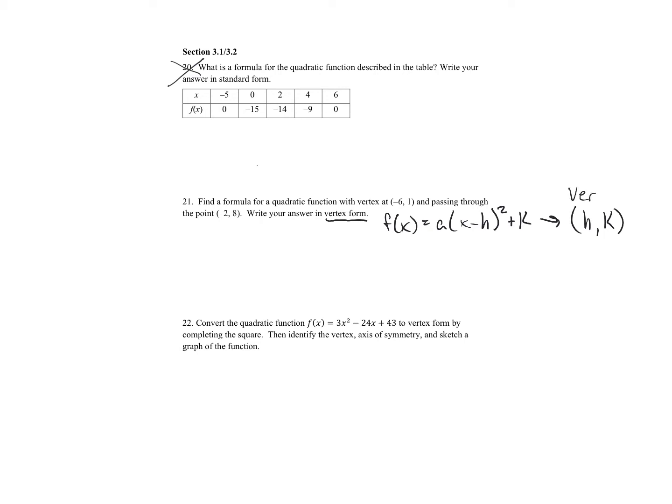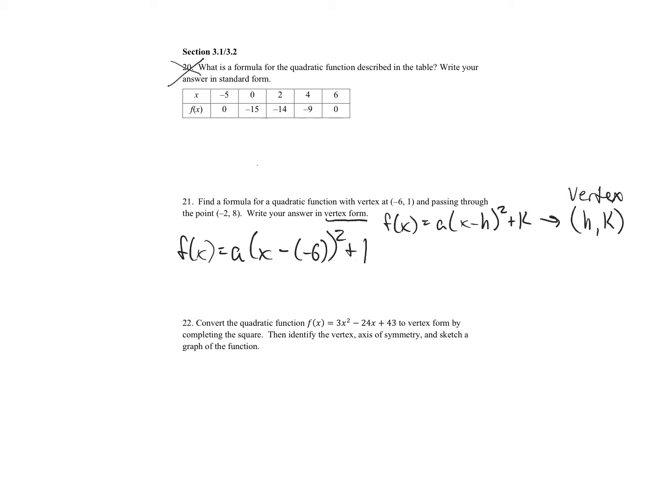So this is what your vertex is. And here we know that our vertex is -6, 1. So we can start writing the formula, plugging those in. So f of x equals, we don't know what a is, we write our x. We know that h is going to be -6, and then that'll be squared. And then we plus our k, which is the y component of our vertex. So plus 1.